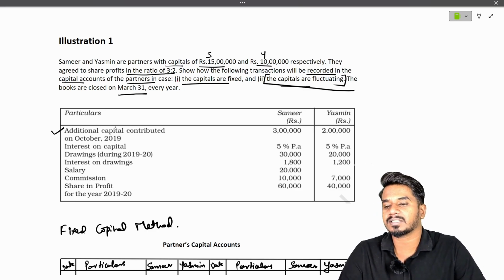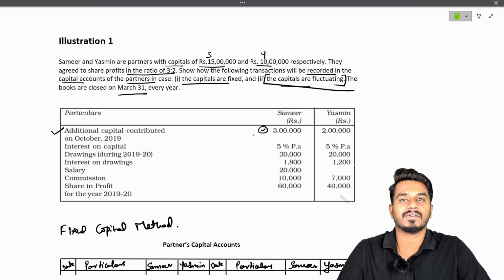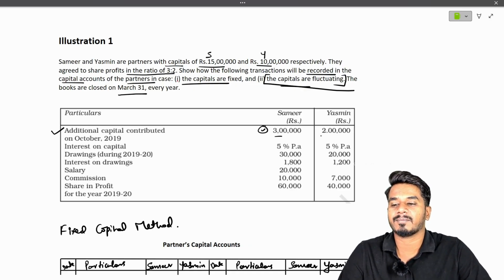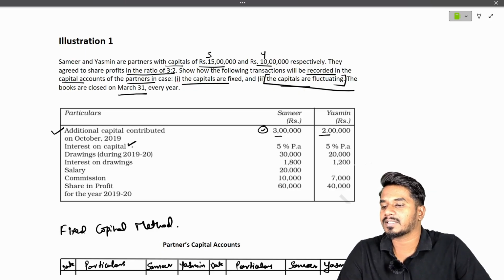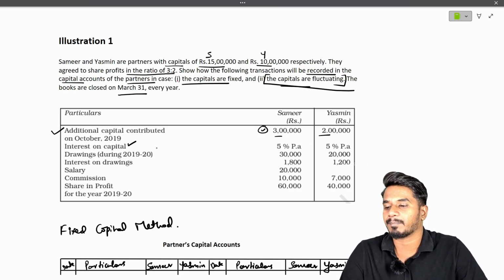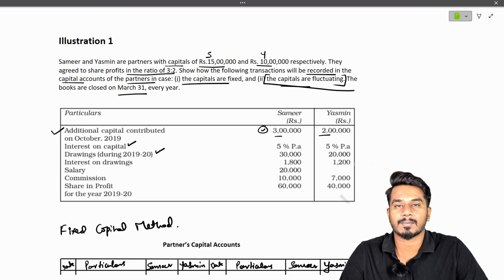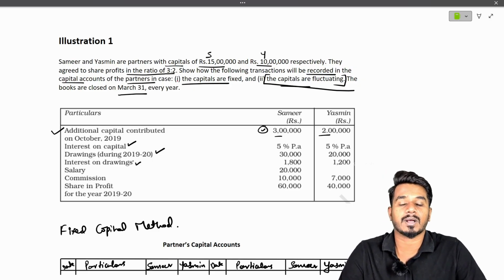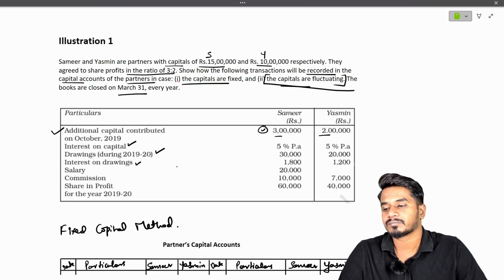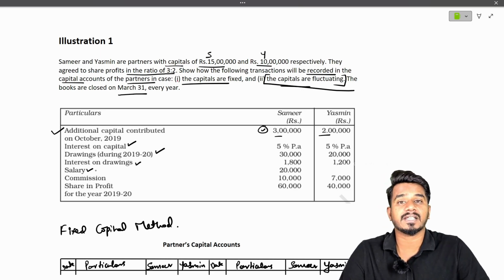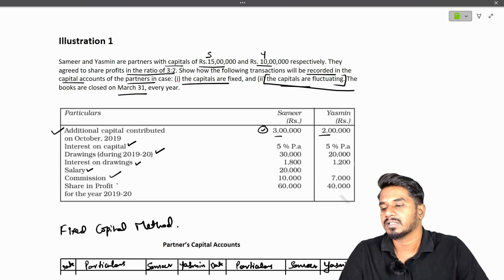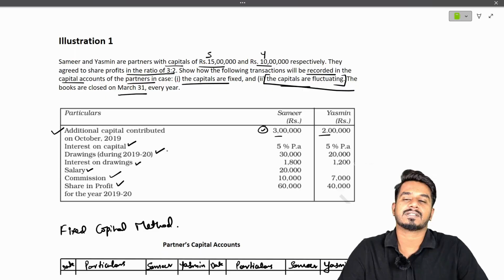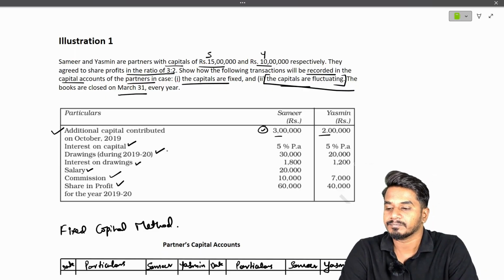Additional capital, the partners are investing more capital in between the year. That is 3 lakh from Samir and 2 lakh from Yasmin. Fine. And they are earning interest on capital and they withdrew some amount. And interest on drawings, whatever withdrawn amount is there, on that they have given interest also. And they are earning salary also, commission, and share of profit. This is P&L appropriation balance.